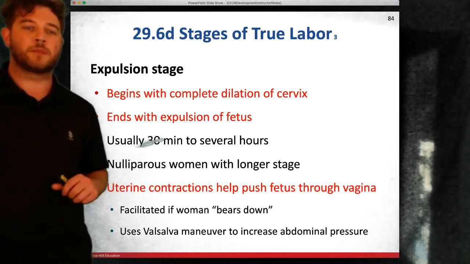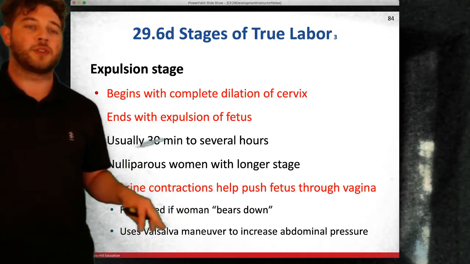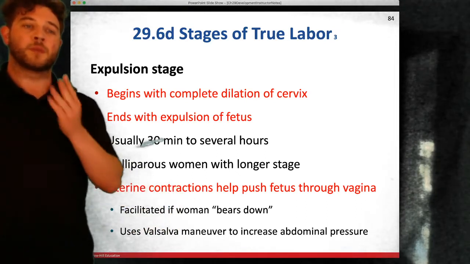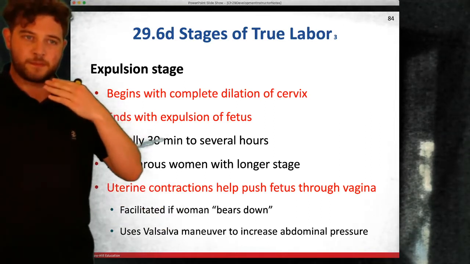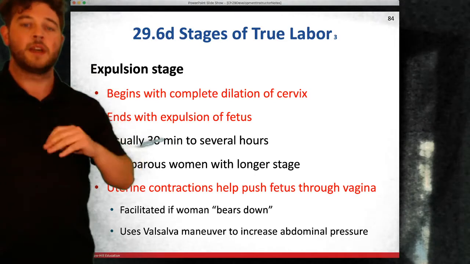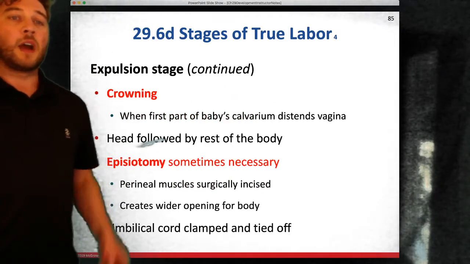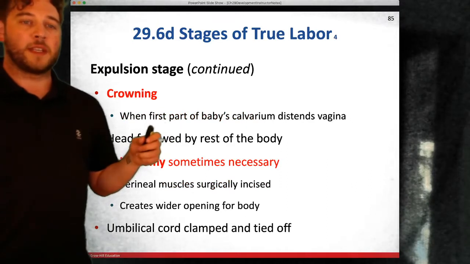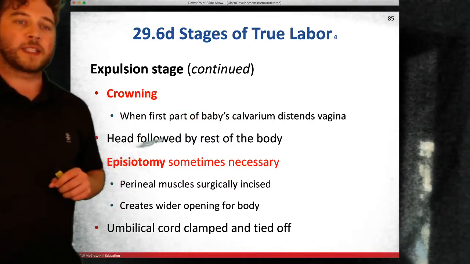Nulliparous women typically take longer. Uterine contractions help to push the fetus through the vagina, facilitated if a woman bears down using that Valsalva maneuver, which is where you close the epiglottis over the larynx and the trachea, and you can bear down and increase your abdominal pressure. Crowning is when the first part of the baby's calvarium distends the vagina. The head is followed by the rest of the body.